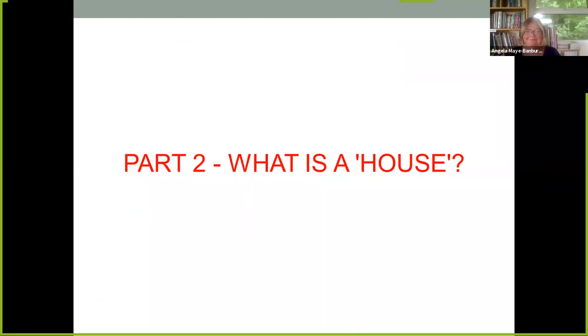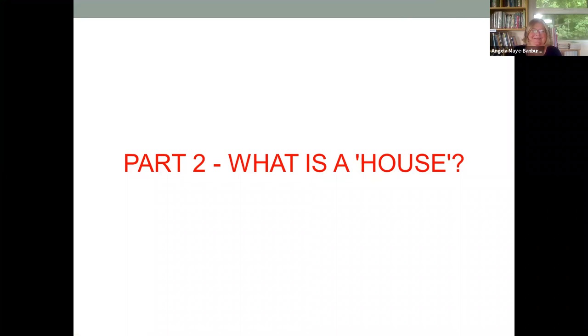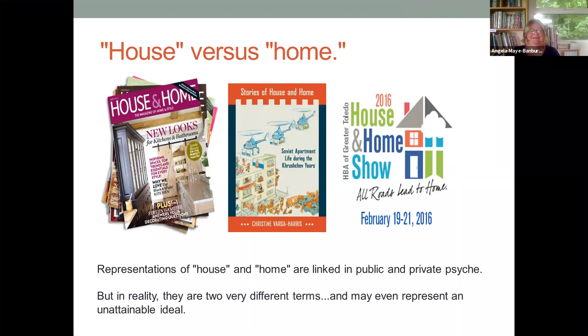Hi, and welcome to part two of this introductory lecture on housing and home for place, memory and meaning. In this section I'm going to be looking at house and housing as a concept, which is very different to how we characterize home. So let's see how we can begin to develop our understanding of a house and housing.